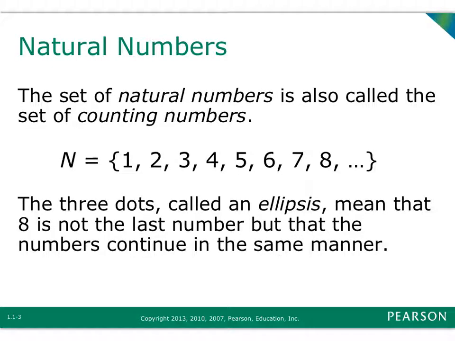The set of natural numbers is also called the set of counting numbers. So N is equal to {1, 2, 3, 4, 5, 6, 7, 8, ...}. The three dots, called an ellipsis, means that 8 is not the last number, but the numbers continue in the same manner.